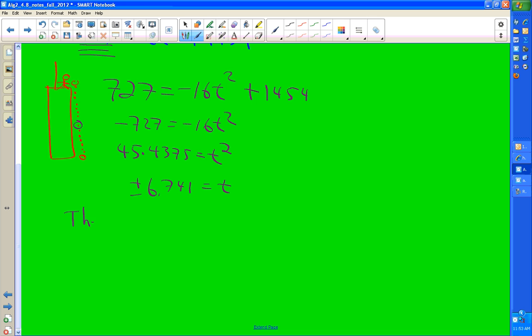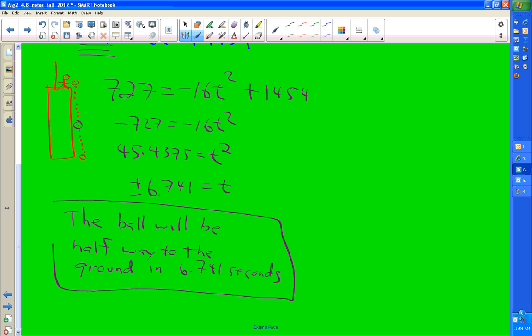So the ball will be halfway to the ground in 6.741 seconds. That would be the answer to the first question. The question's in words, the answer's in words.